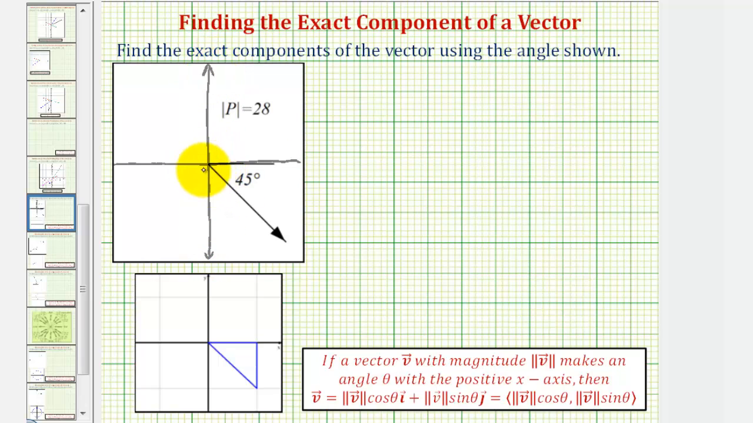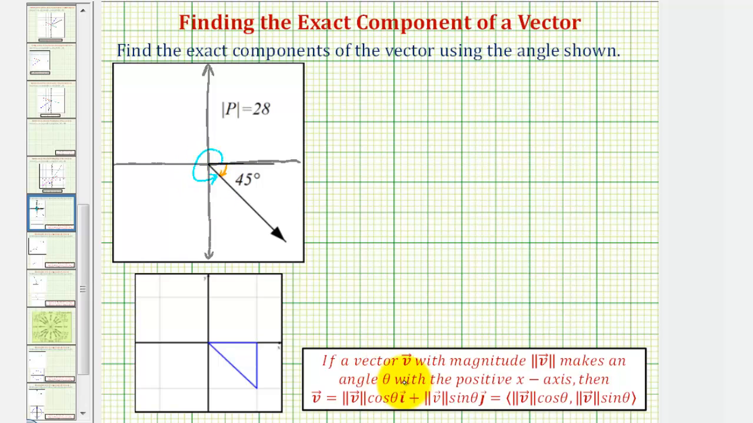Notice how the vector is in the fourth quadrant, and therefore this angle here that's measuring 45 degrees wouldn't be the angle of rotation, it would be the reference angle. The angle of rotation is not shown, but we could use, for example, negative 45 degrees for theta, or if we want to use a positive angle, we could use 315 degrees. Of course, we could use any other coterminal angle as well.